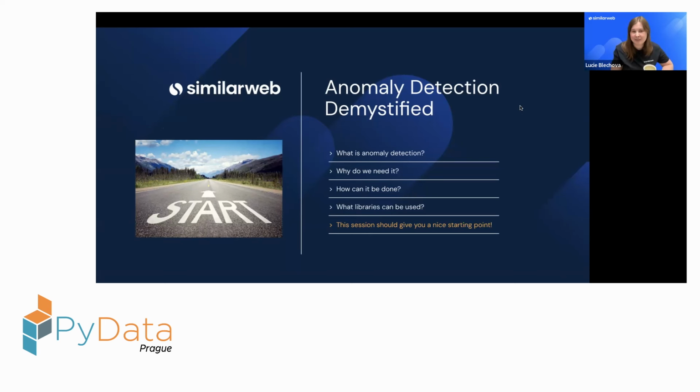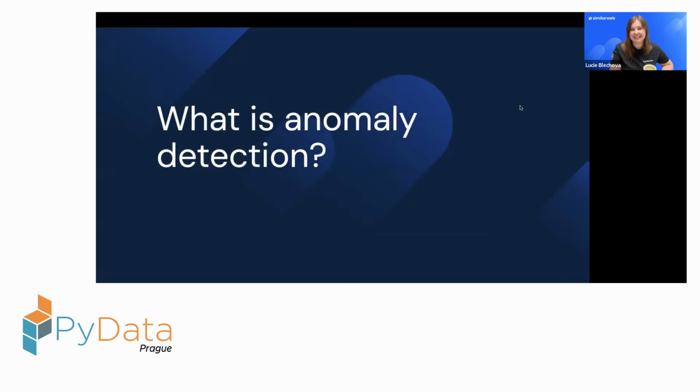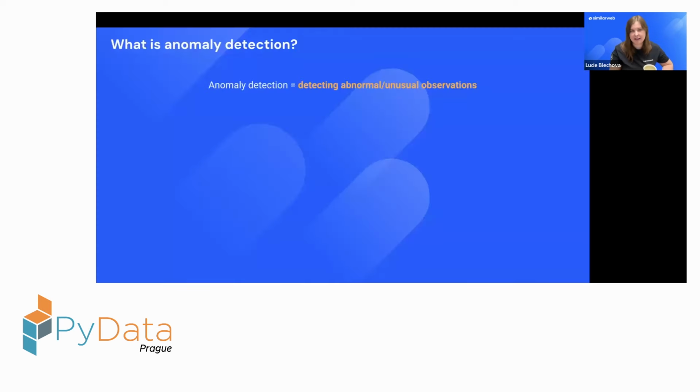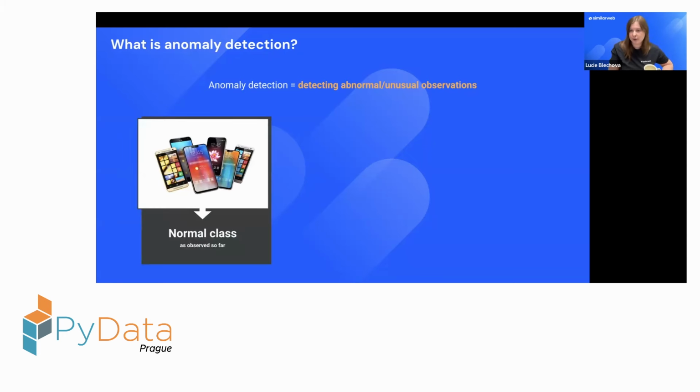And so the first question is, what is anomaly detection? The definition is that it's a discipline where we try to detect unusual observations. But what does it mean in practice? Usually when you have your data, your training set, you have some normal class in there. For example, that normal class could be pictures of mobile phones, right? That's what you've observed so far, and those are the normal observations.